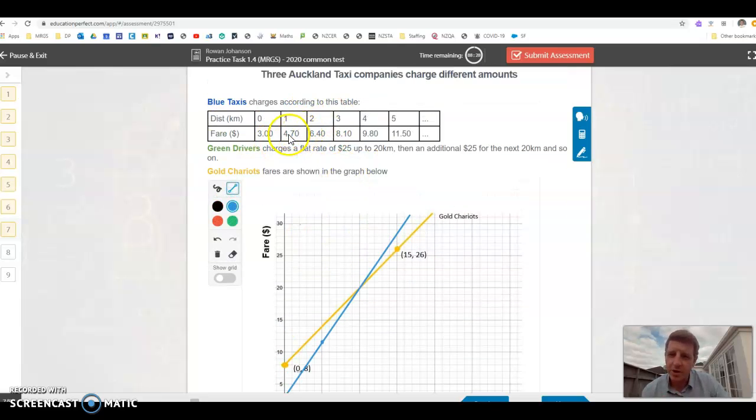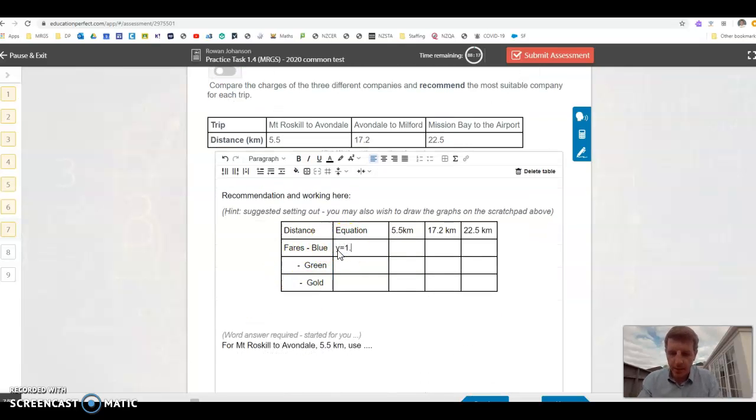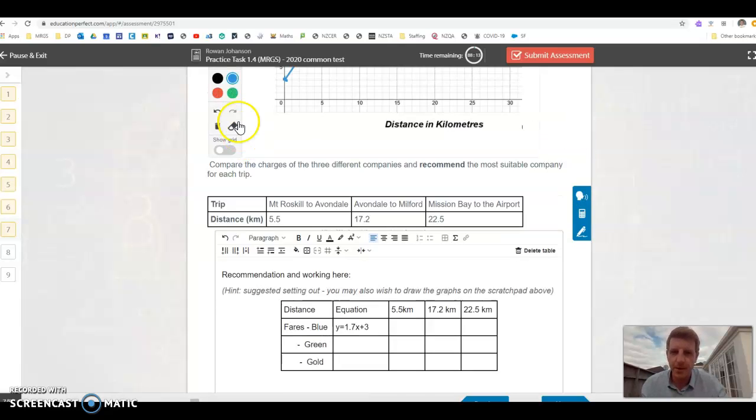If I'm going to write this as an equation, I know my y-intercept is going to be 3. And each time it's going up by 1.7. So I'm going to write my equation in here. y equals 1.7x plus 3. Okay.